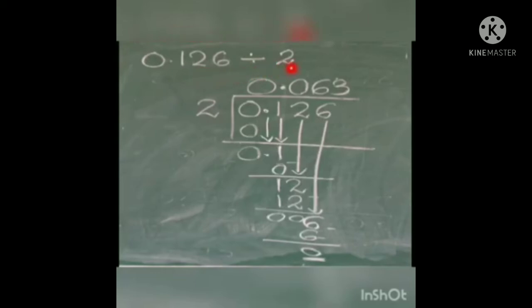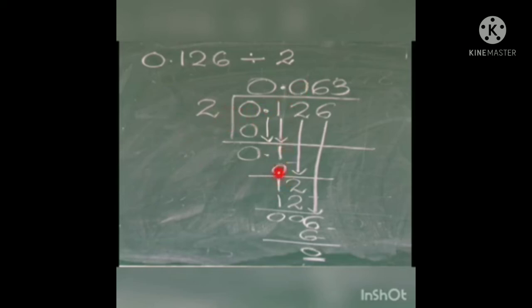0.126 divided by 2. Here the number starts with 0, that is, before the decimal point there are no numbers. So we will put 0 in the quotient also. We started with 0. 0 into 2, 0. That step is not much because it is already 0. Next comes the point. So we have to place the point in the quotient. Then comes 1. You know, 1 is smaller than 2. In such cases what will we do? We will put 0. So 0 into 2 we have 0.